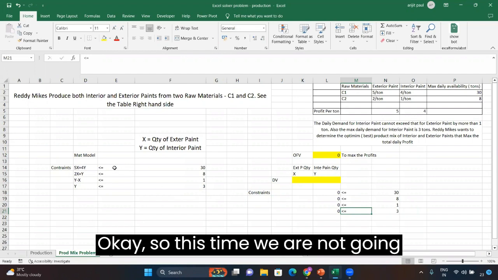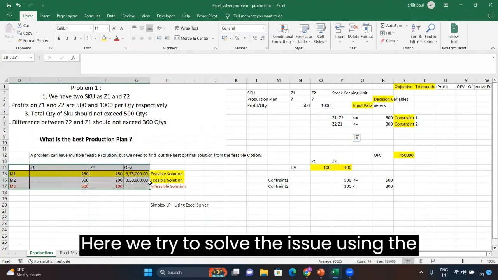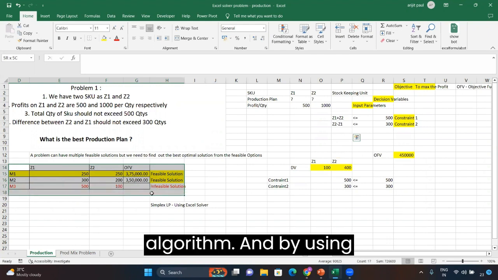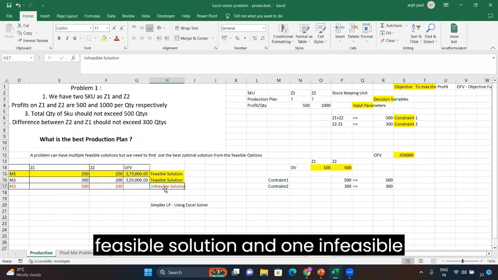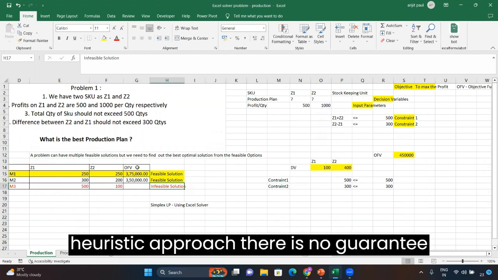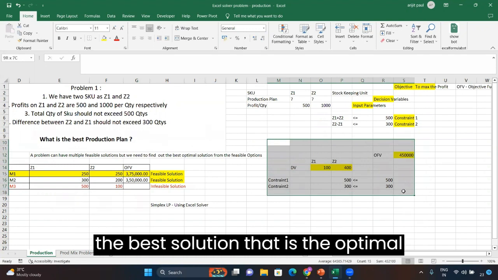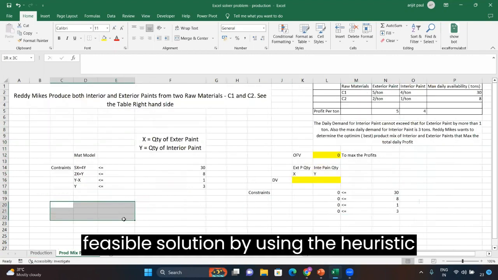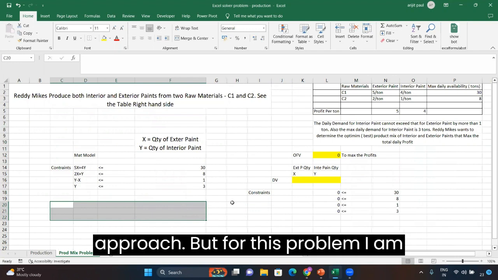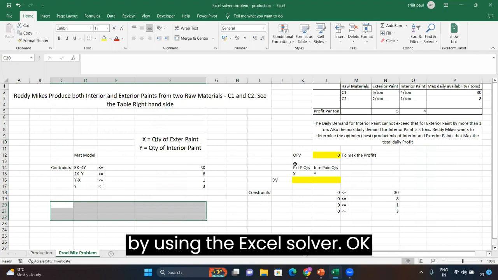Okay. So this time we are not going to solve the problem using the heuristic approach. Last time, you remember, we tried to solve the issue using a heuristic algorithm, and by using this algorithm we found 2 feasible solutions and 1 infeasible solution. But in the heuristic approach, there is no guarantee that you are going to get, first of all, a feasible solution, and second, an optimal solution. So always try to use an exact algorithm to get the best solution, that is the optimal solution. Here also you can try to find a feasible solution using the heuristic approach. But for this problem, I am going to show you directly how to get an optimum or the best solution by using the Excel Solver.